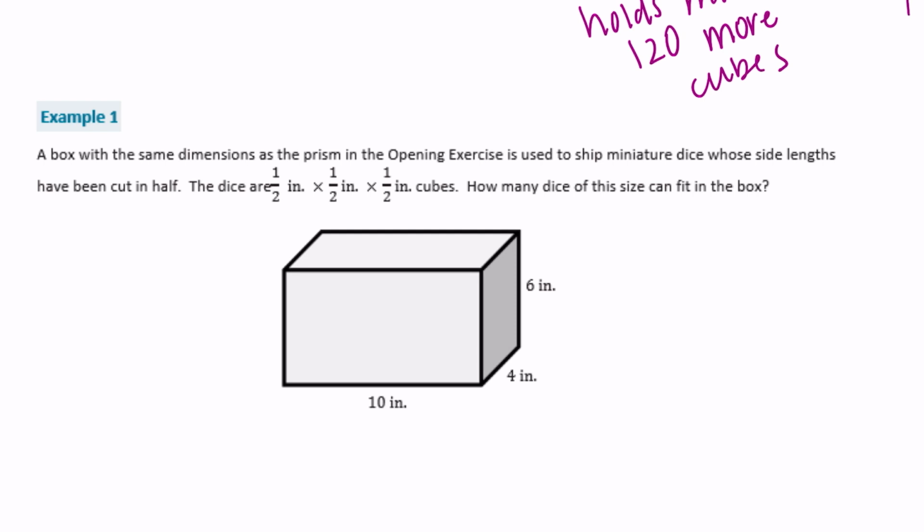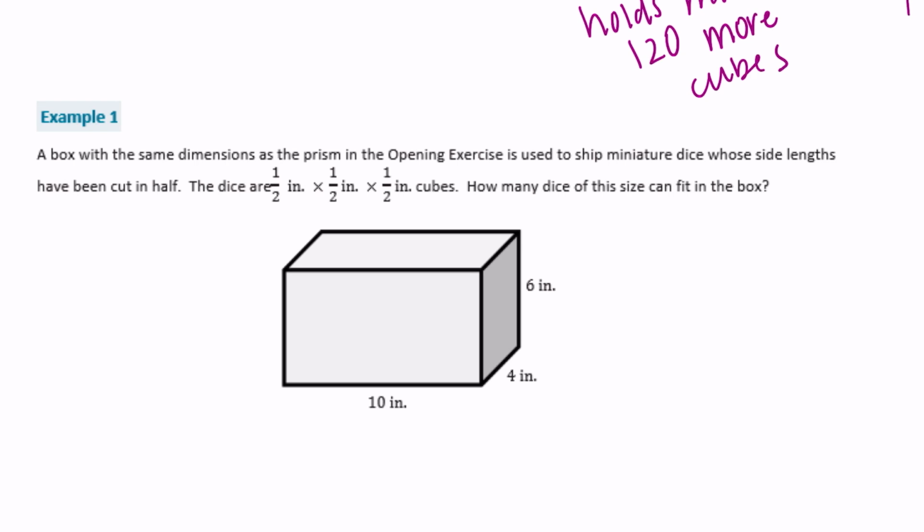Example 1. A box with the same dimensions as the prism in the opening exercise is used to ship miniature dice whose side lengths have been cut in half. The dice are ½ inch by ½ inch by ½ inch cubes. How many dice of this size can fit in the box?